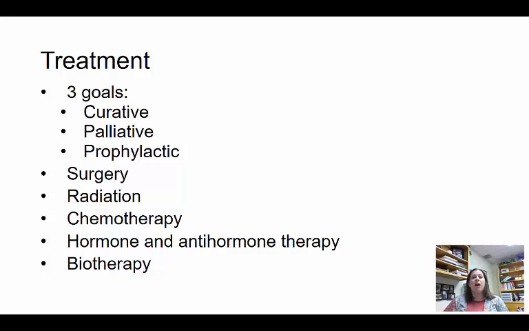Chemotherapy is the use of drugs to treat the cancer. They may use hormone or anti-hormone therapy. If they find that a tumor is hormone dependent, we want to remove that hormone so that it will slow its growth. If we find that another hormone can actually hurt its growth, then we might use that.